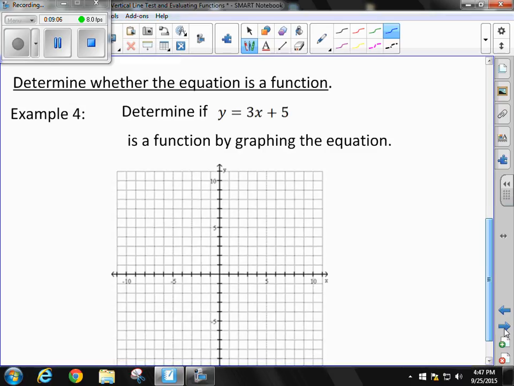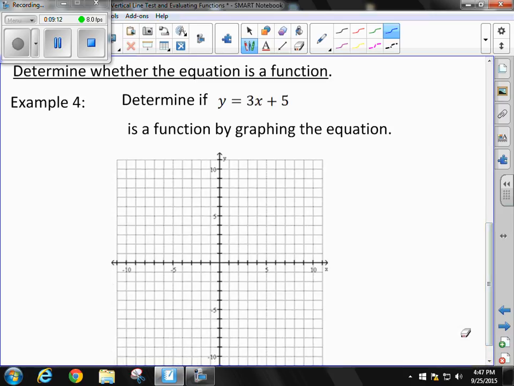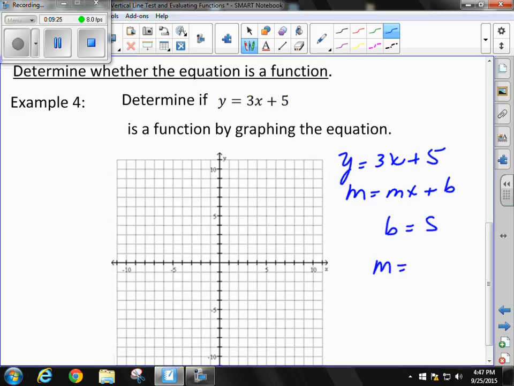Now we have to determine whether this graph, if we're not given the graph to look at, we have to graph it ourselves. So we're starting with y is equal to 3x plus 5. And you remember y is equal to mx plus b. The b here in this case is 5, and the m is 3, but we need a rise over a run, so we'll say it's 3 over 1. So b is 5, and then it rises 1, 2, 3, and runs 1. So this is a line.